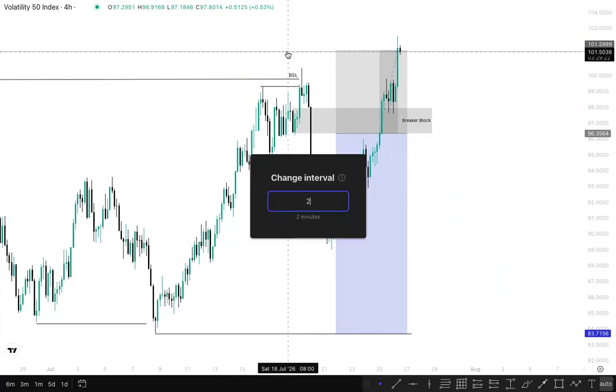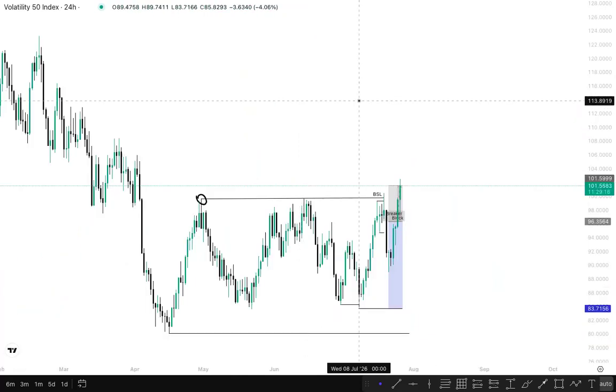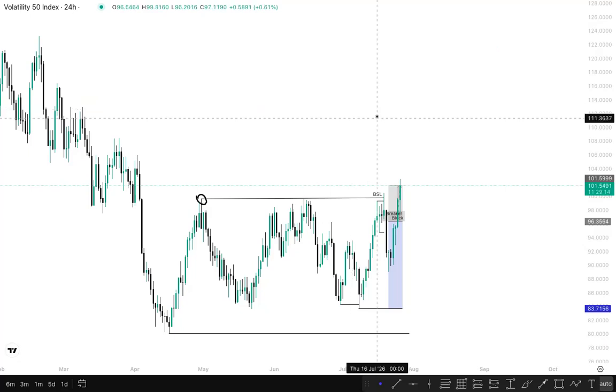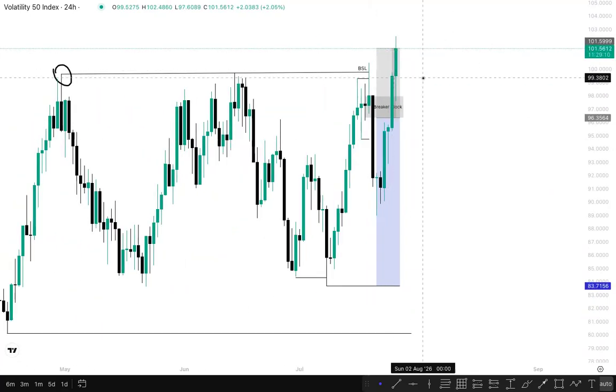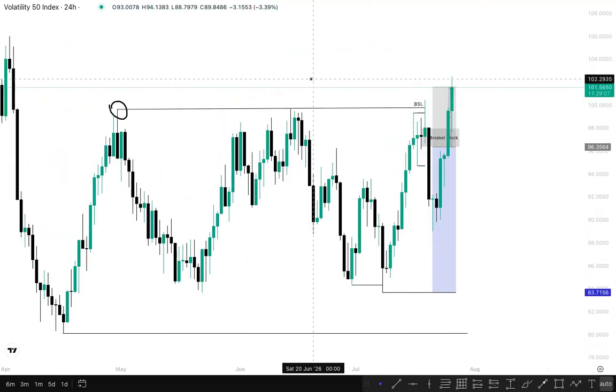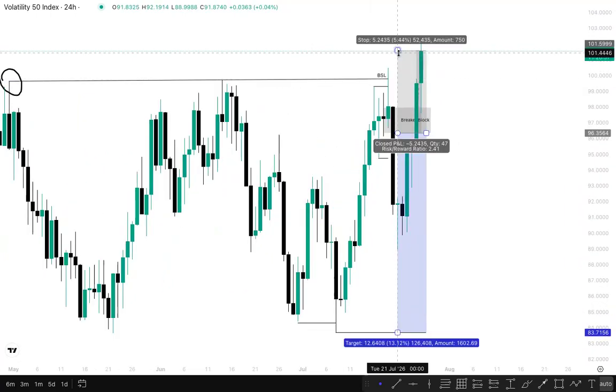So going back to the daily time frame, if price happens to close like this, that means I'm no longer looking for bearish opportunities. I'm now looking for bullish opportunities, because I have to delete this now.